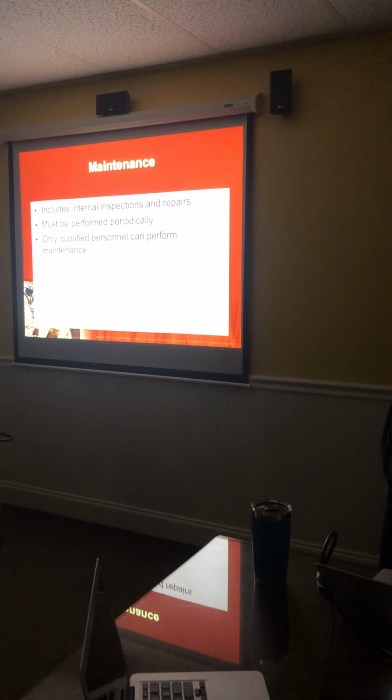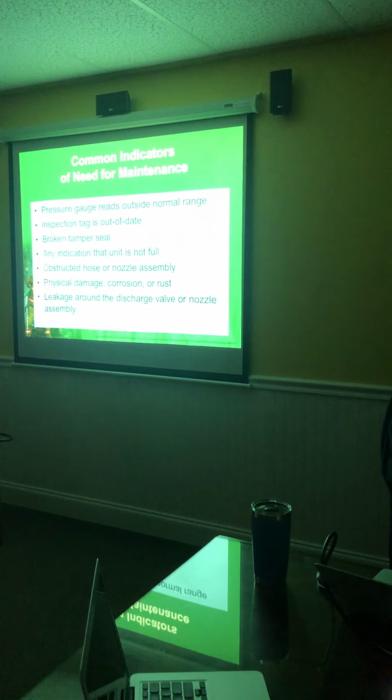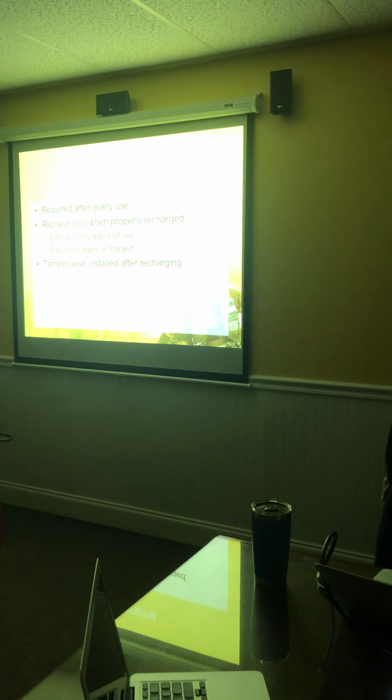Maintenance includes internal inspection and repairs, and must be performed periodically. Common indicators of need for maintenance: pressure gauge reads outside normal range, we want to check that; inspection date is out on the tag; a broken tamper seal, things like that. Physical damage and leakage all need maintenance.